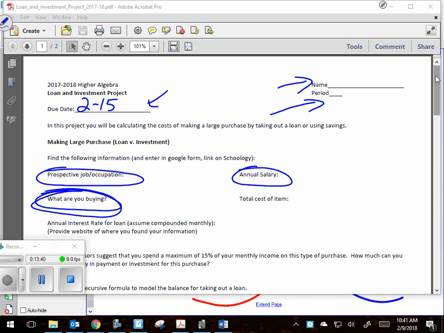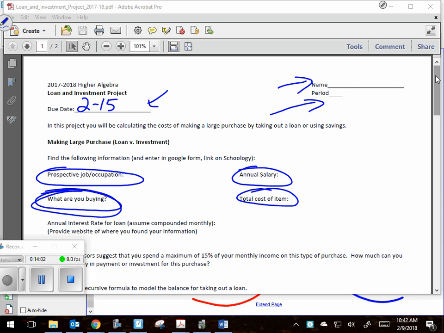I don't want you to say, I bought a lamp for $12. Great. Now we're going to do a loan for the $12 lamp. That's going to be ridiculous. Then figure out the cost of the item. Again, I want you to actually find a thing. Find the actual price. Don't just say, I'm going to buy a $20,000 car. Find the car. Find the exact price of the car. Let's make this as real as possible.